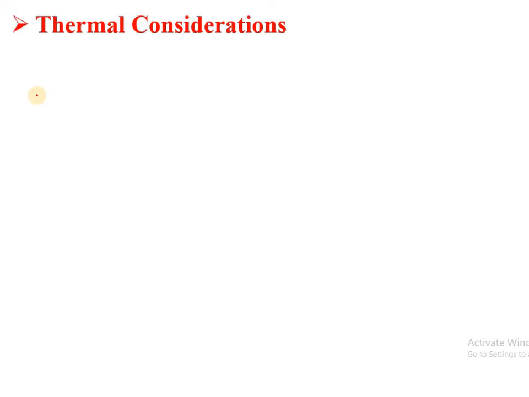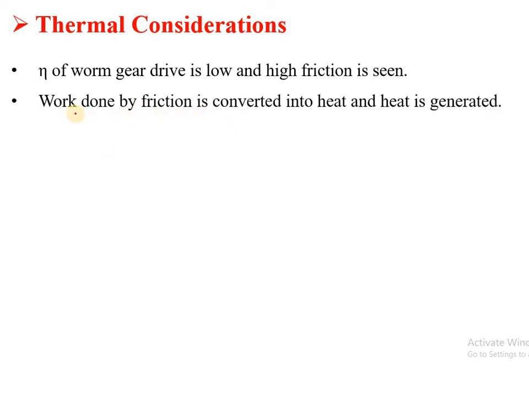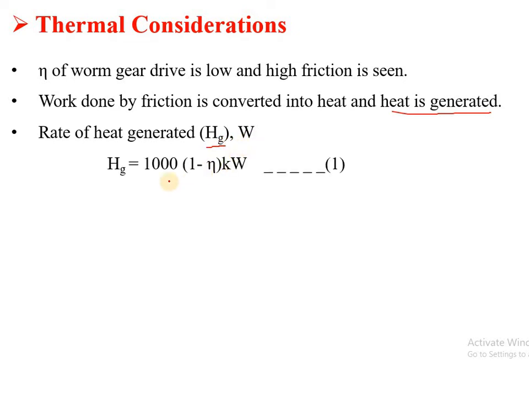So next is thermal consideration. Efficiency of the worm gear drive is low, and as we know, high friction is seen in worm drives. The work done by the friction is converted into heat. When the gear drive is under operating condition, a considerable amount of heat is generated. So the rate of heat generated, given by Hg in watts, is given by the formula 1000 into (1 minus efficiency) into power, where power is in kilowatt. So this is your equation number 1.